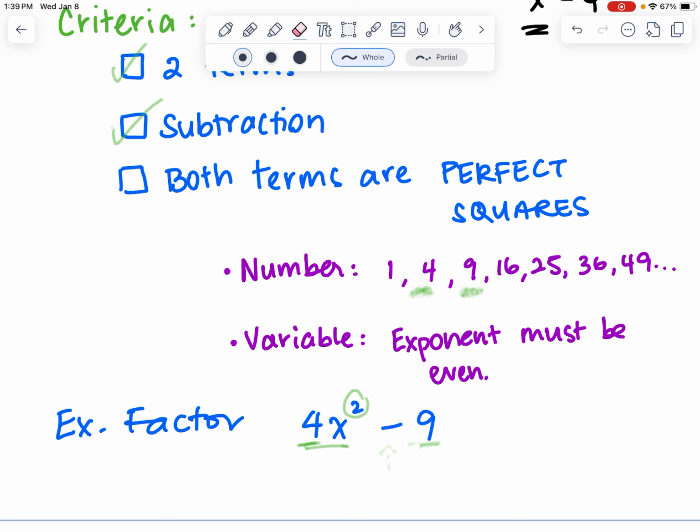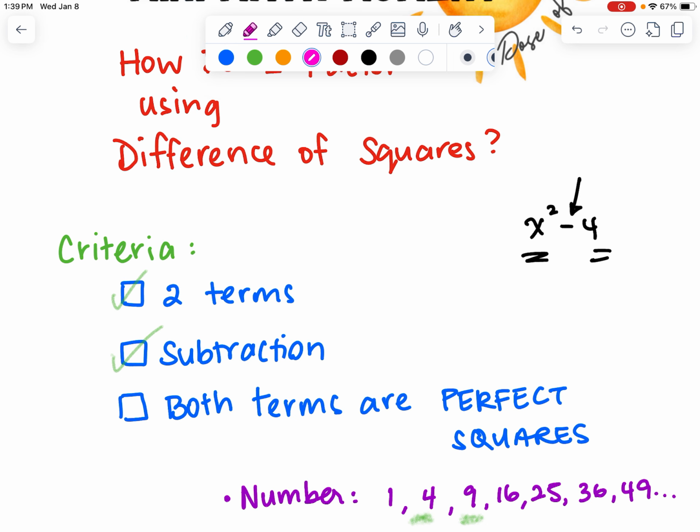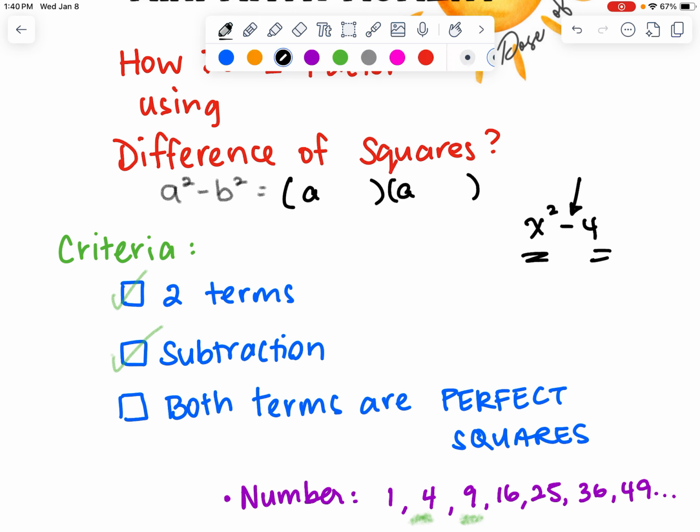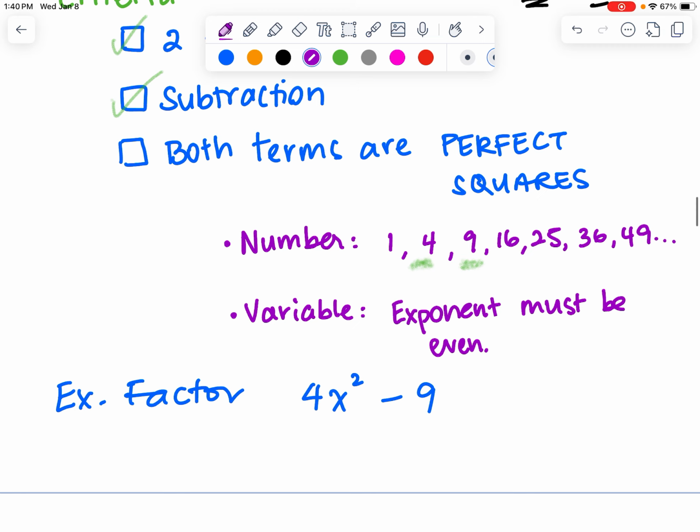So that's great. Now that I know it passes, what's our formula for that? Well, the formula for difference of squares is this. If I have an a squared minus b squared, so again, two terms, subtraction, both are perfect squares, my answer becomes a is at the front of both, so whatever the square root of the first term is goes into the front of both of those, and whatever the square root of the second term is goes into the back of both of those. Now, it's important though to note that one of the signs has to be an addition and one has to be a subtraction. So to factor this, I'm going to do some rough work.